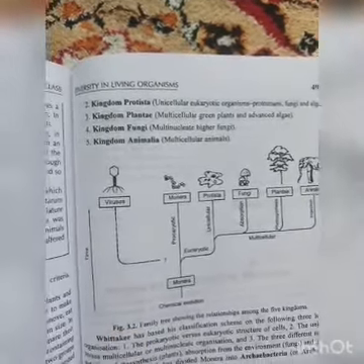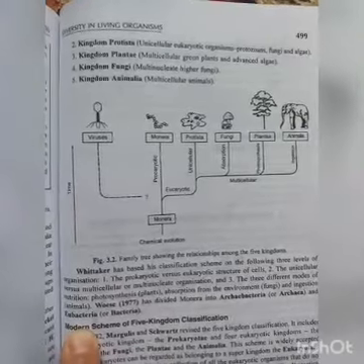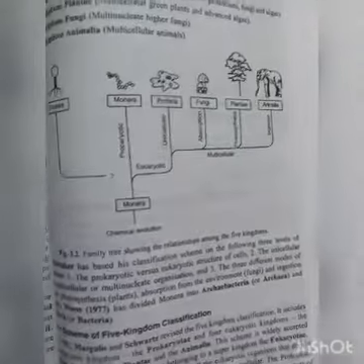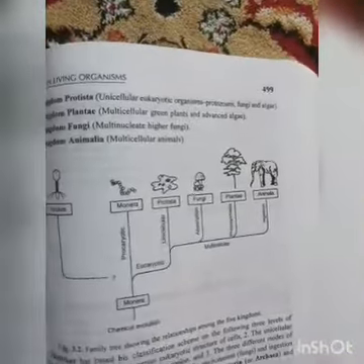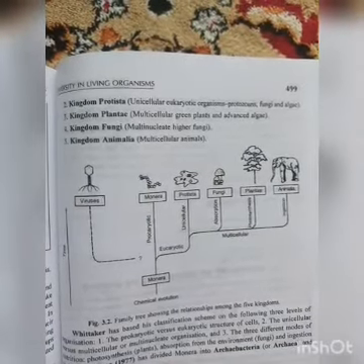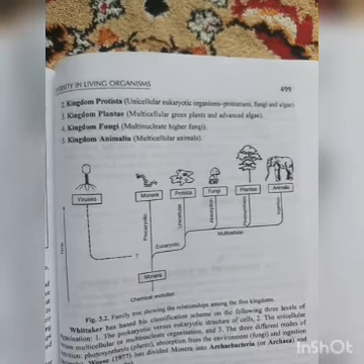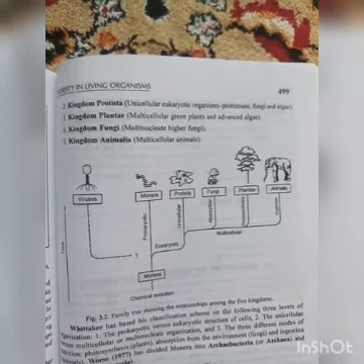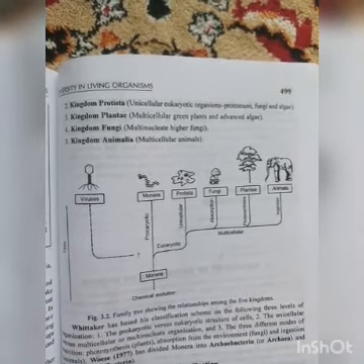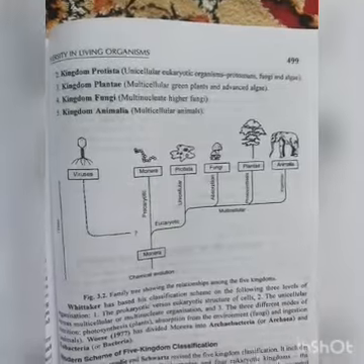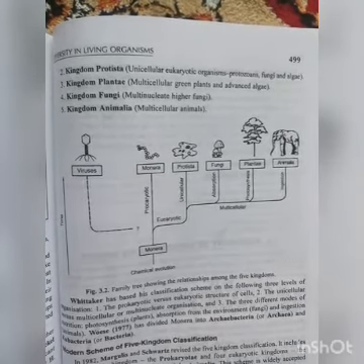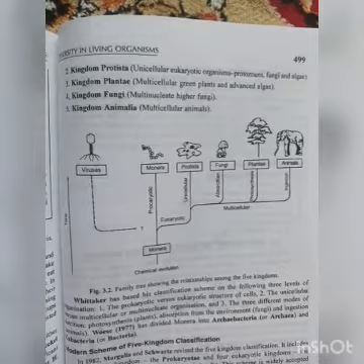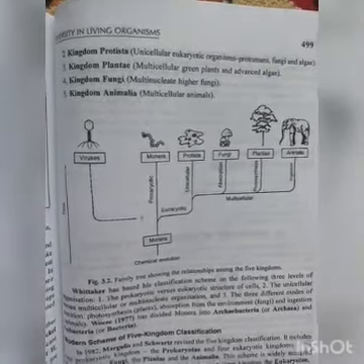So, dear students, for the five kingdom system of classification, you have to first write the name of these kingdoms. First one you have to remember is the kingdom Monera, which involves prokaryotic bacteria and blue-green algae. Second is kingdom Protista. It includes unicellular eukaryotic organisms like protozoa, fungi, and algae. Third one is kingdom Plantae. It includes multicellular green plants and advanced algae. Fourth one is kingdom Fungi. It includes multinucleate higher fungi. Kingdom Animalia includes multicellular animals.